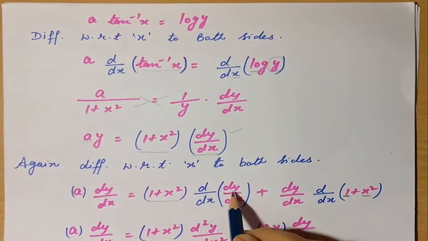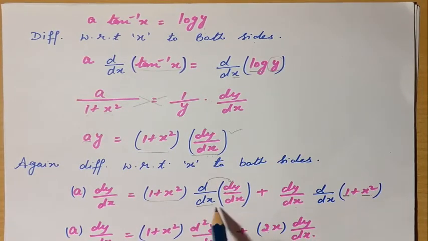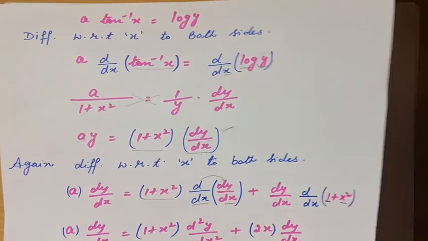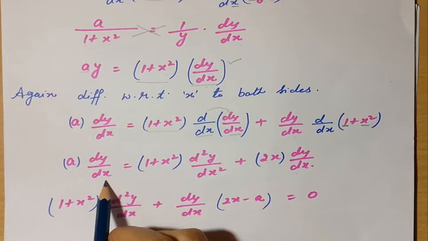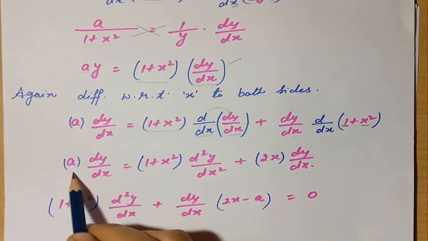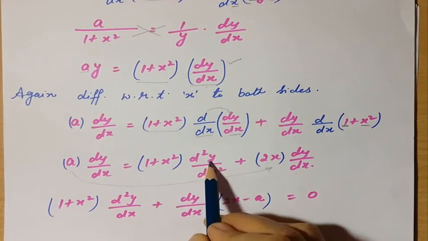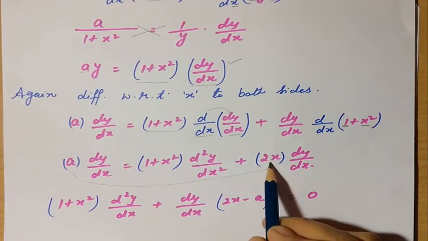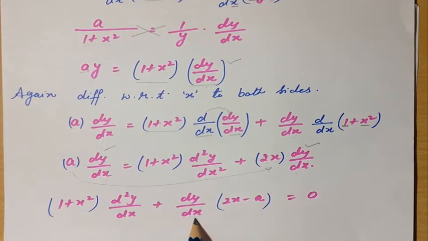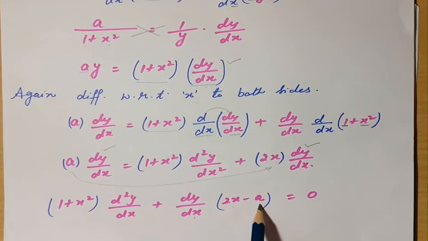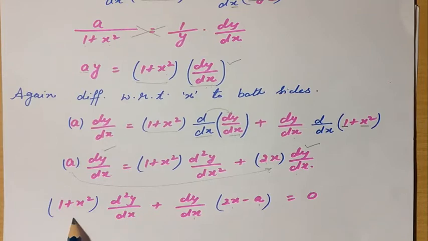Now the differentiation of dy upon dx will be d square y upon dx square. Now a is as it is, dy upon dx is as it is. When we shift the value 2 to this side, it will be equal to 1 plus x square, d square y upon dx square, 2x dy upon dx. It is the like term, so we can take it as a common part, and it will be equal to 2x minus a. This is our required condition which we had to prove.